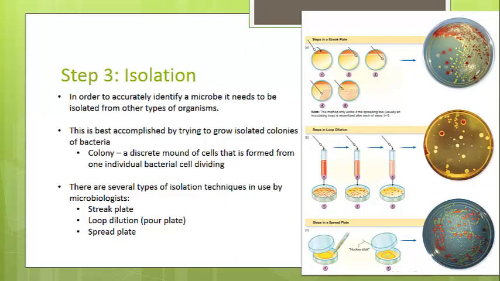So back to our 5 I's. Remember, we had inoculation and incubation as our first two. Step 3 is going to be isolation. In order to accurately identify a microbe, we need to have it isolated from other types of organisms. That just makes sense, right? It's hard for us to be able to identify something unless we have it by itself and we know, hey, this is just one microbe alone. It's not several microbes together.